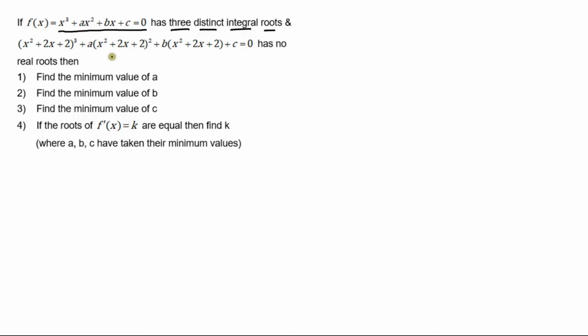Now, if I replace x in this equation by x square plus 2x plus 2, we are going to have this equation. In place of x, if we replace it by x square plus 2x plus 2, we are going to have this equation, right? Now, this equation has no real roots.